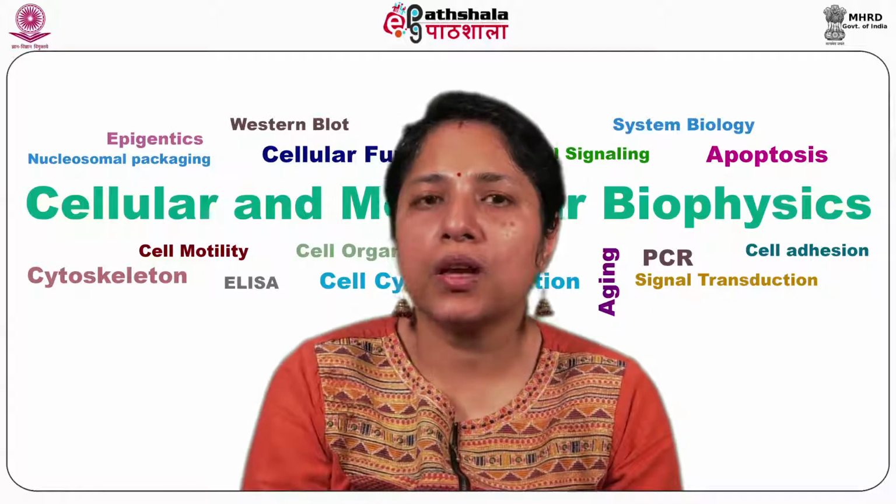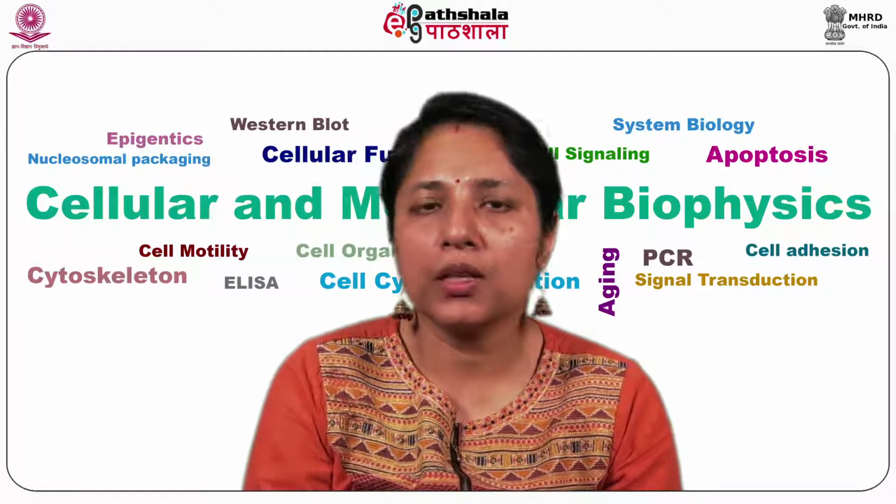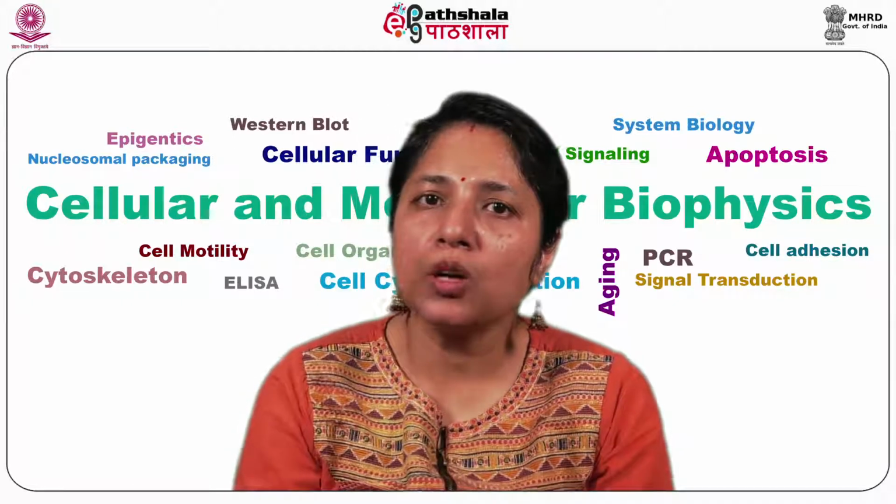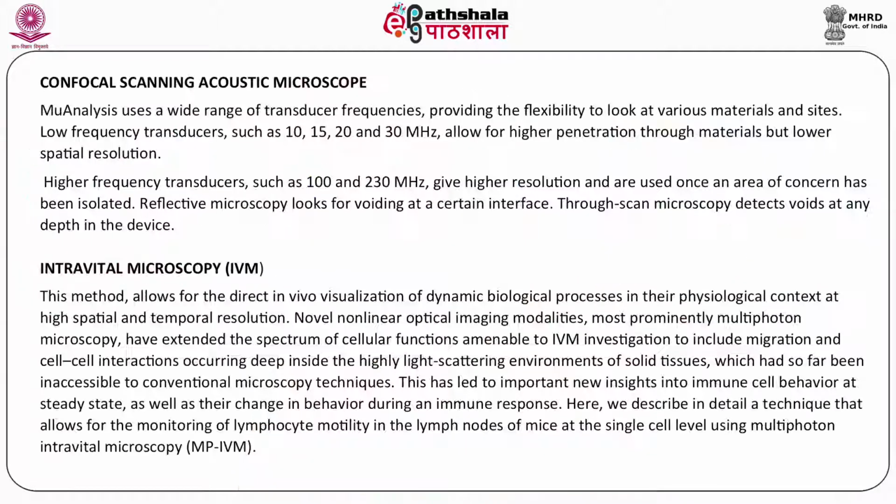Low frequency transducers such as 10, 15, 20, 30 MHz allow for higher penetration through materials but low spatial resolution. Higher frequency transducers from 100 to 230 MHz give higher resolution and are used for microscopy. Through scanning, microscopy detects voids at any depth in the device.